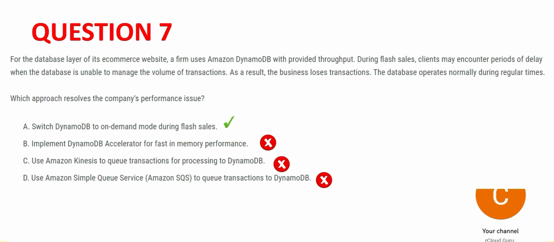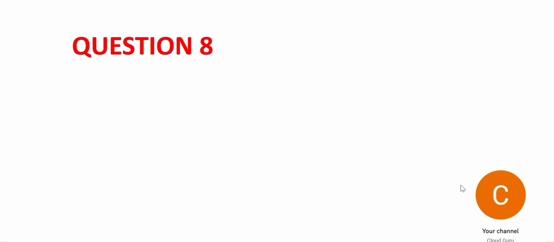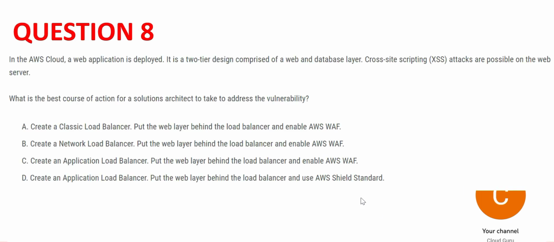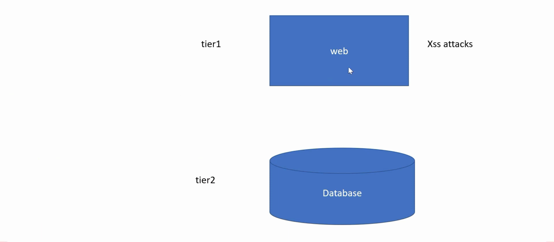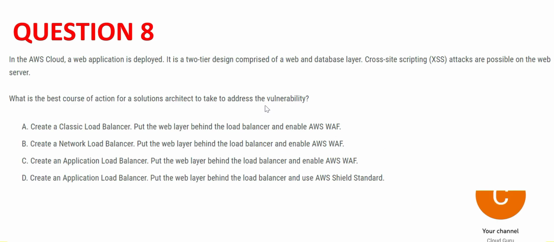Let's move forward. Question number 8. So you may pause this video here. So you have a web application. There are two tiers, web tier and database tier. These are the two tiers, and web tier is susceptible to XSS attacks or cross-site scripting attacks. So how can you address this vulnerability? See, classic load balancer is no longer used, so this answer is straight away wrong. Let's choose between NLB and ALB.